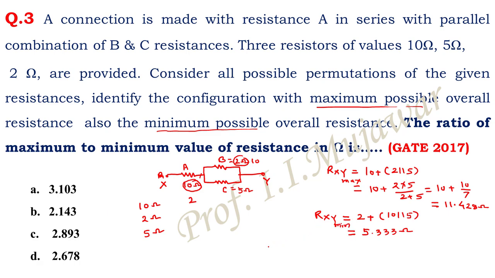Now the question is the ratio. The ratio of Rxy maximum to Rxy minimum comes to be 11.428 divided by 5.333. So this ratio comes out to be 2.143. Since it is a ratio, it does not have any unit. So option B is the correct answer. That means the precaution you have to take is to read the question carefully, convert the statement into a circuit and then do the calculations.